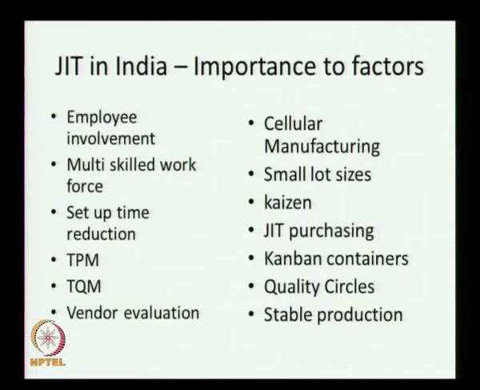Now several factors were identified, and all these factors can be seen as part of just in time implementation. These factors are employee involvement, multi-skilled workforce, setup time reduction, TPM total productive maintenance, TQM total quality management, vendor evaluation, cellular manufacturing, need to produce in small lots, continuous improvement or Kaizen, JIT purchasing, implementation of Kanban systems, quality circles and stable production. Out of these, companies were asked to rank them in importance for successful JIT implementation, and the order in which these were ranked is given here.